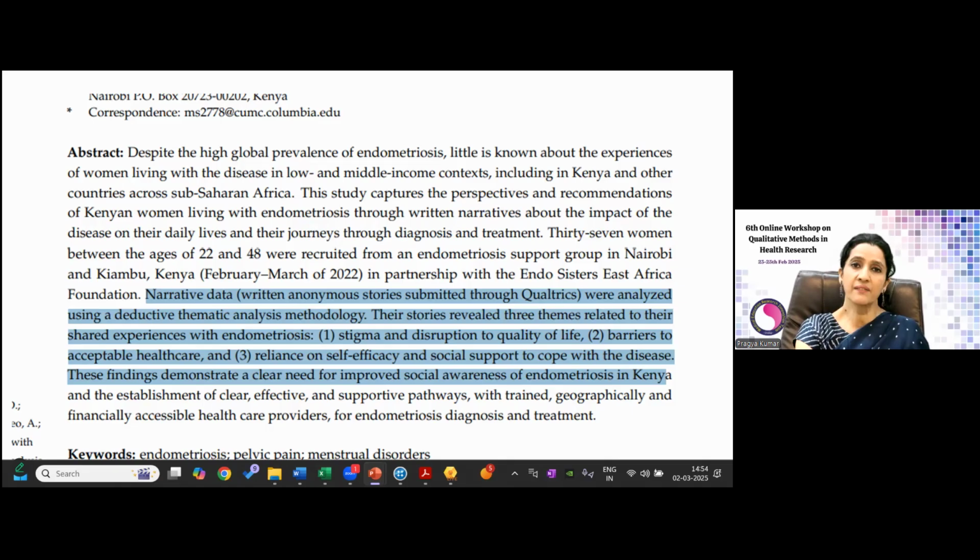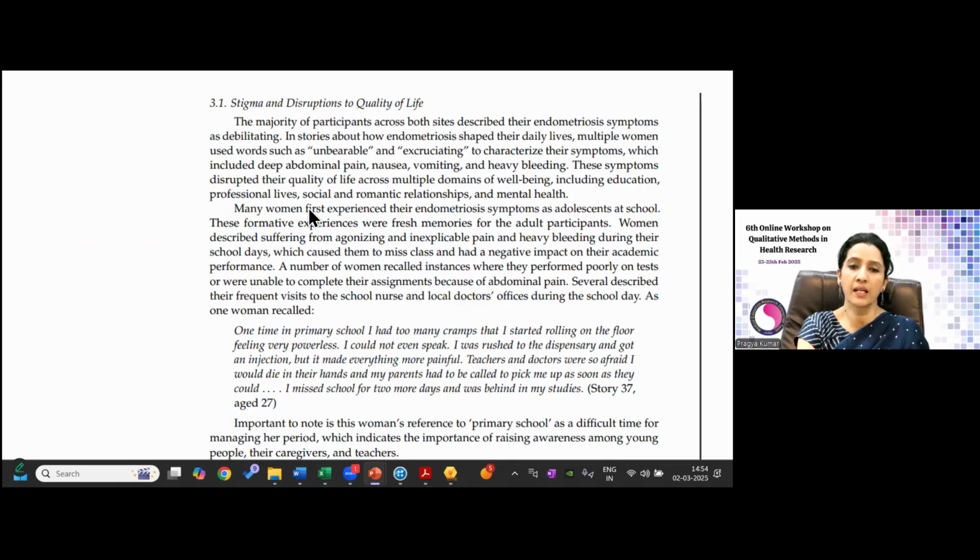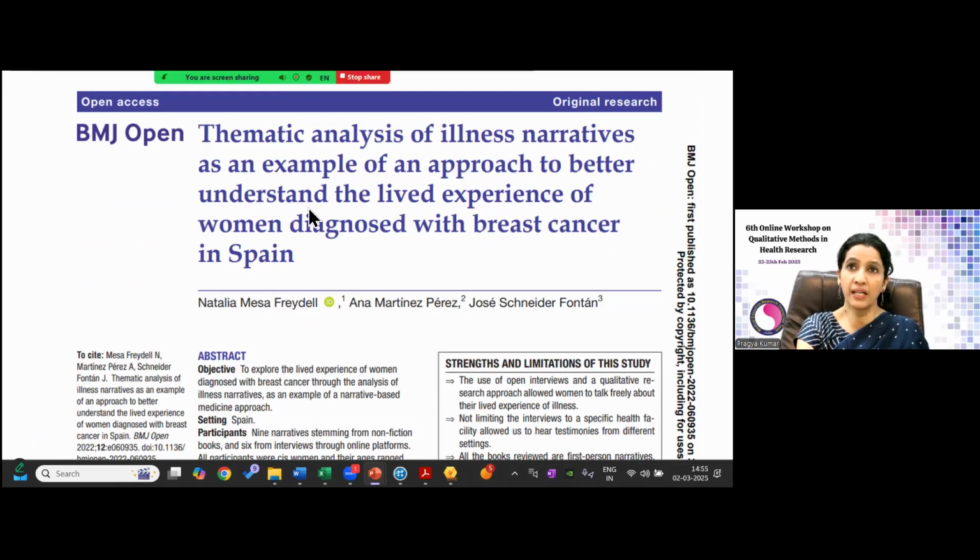So these narrative studies, there are two or three. If you see, I think the rest I'll say, this one also they have written like thematic analysis of an illness narrative as an example of an approach to better understand the lived experience of women diagnosed with breast cancer. If you see this study, this can also be a phenomenology, and they have done a thematic analysis, but they have written illness narrative. So three terms they have used. They have not performed the narrative analysis. Ultimately, they have done the thematic analysis.